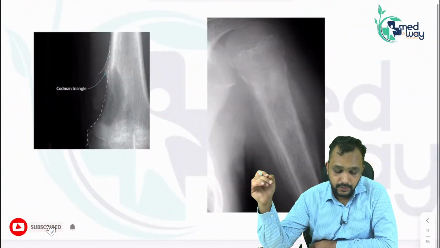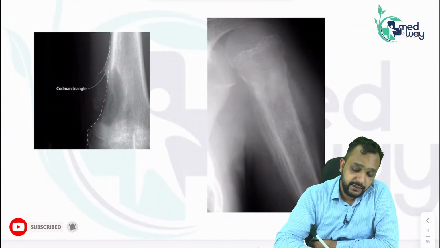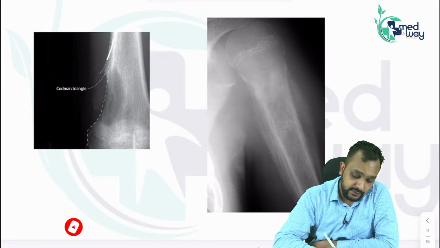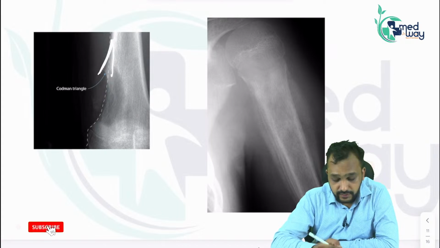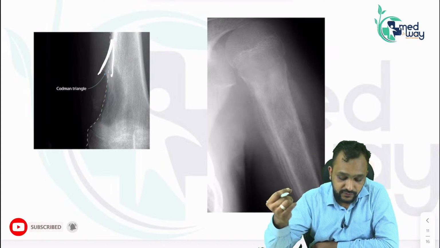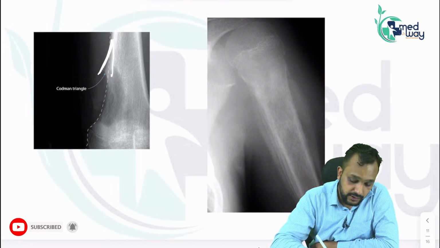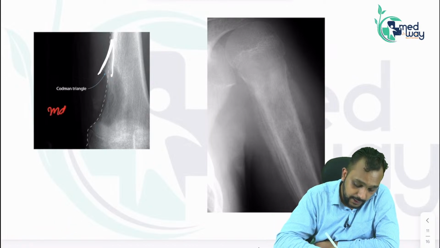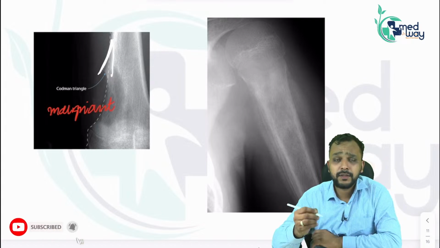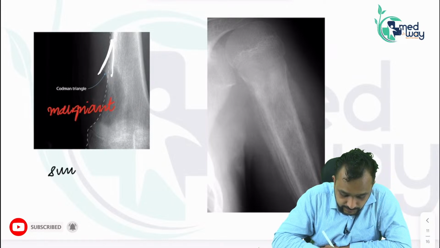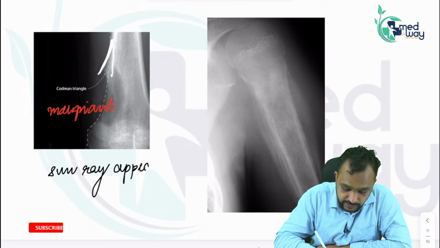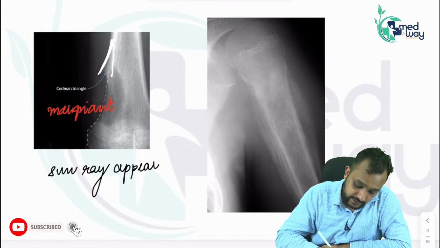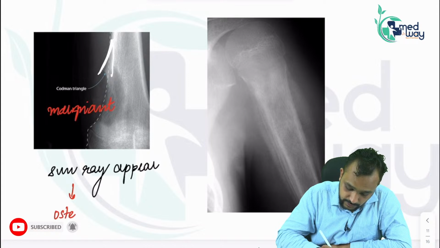Right? So here these are the images. In these images we can first see that this is the Codman's triangle. The periosteum is uplifted, and this uplifted periosteum ossifies, giving this appearance which is known as Codman's triangle, seen in malignant tumors. And another very important appearance that I forgot is the sun ray appearance. That is again very frequently asked. It is again seen in patients with osteosarcoma.